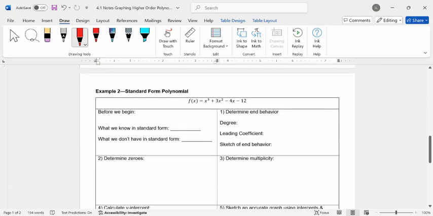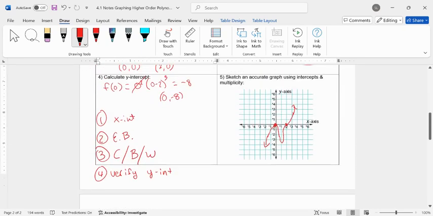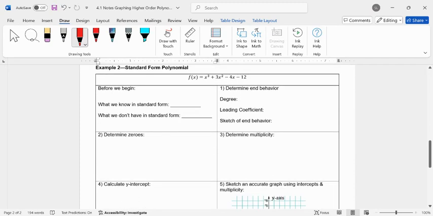All right, let's talk about the next one. Standard form. So now I have x cubed plus 3x squared. Notice the difference from factored form to standard form. You can't do anything until you factor. So first thing I'm going to do, this is 4 terms, I'm going to try factoring by grouping. So I would have x squared times (x plus 3) minus 4 times (x plus 3). That's going to give me (x plus 3)(x squared minus 4).